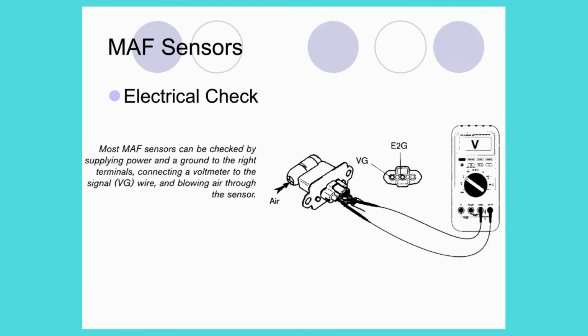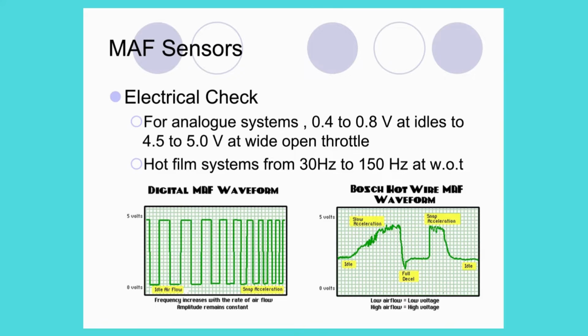Most MAF sensors can be checked by supplying power and a ground to the right terminals, and connecting a voltmeter to the signal VG wire, and blowing air through the sensor. It can also be checked using the live data function on most diagnostic computers. For analog systems, most MAF sensors measure from 0.4 to 0.8 volt at idle, up to 4.5 to 5 volts at wide open throttle. Hot film systems measure 30 Hz at idle, up to 150 Hz at wide open throttle.